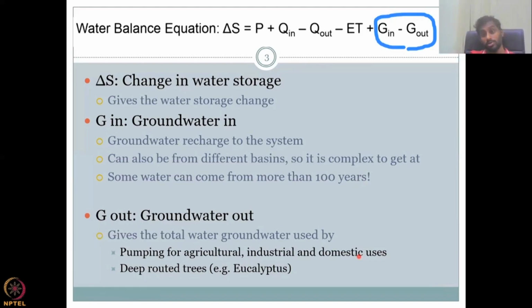The other is natural, where you have deep-rooted trees like eucalyptus and plants and other things which take water out. That is also kind of a discharge, but it goes into evapotranspiration. So there is some part of double calculation in these. So it's better to say ET is the water taken out by plants.